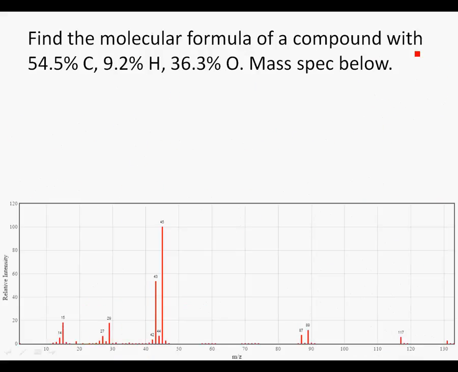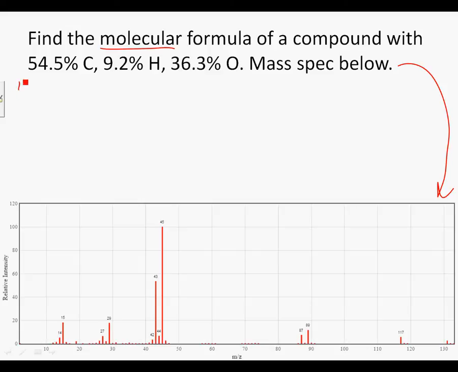Next, we're going to find the molecular formula of a compound with these percentages. This is a lot like the last one, except this time we're being asked for molecular formula instead of the empirical formula. That's why we're given the mass spectrum, which is down below. We need to be given the molar mass in order to figure out what the molecular formula is. But let's start off with getting the empirical formula.